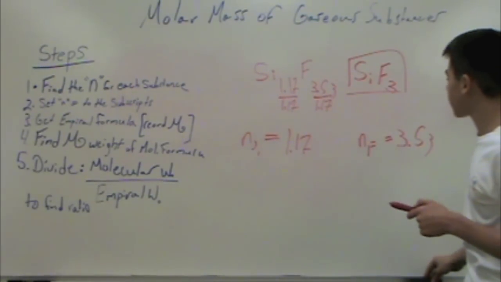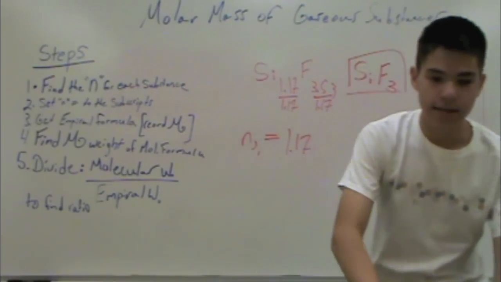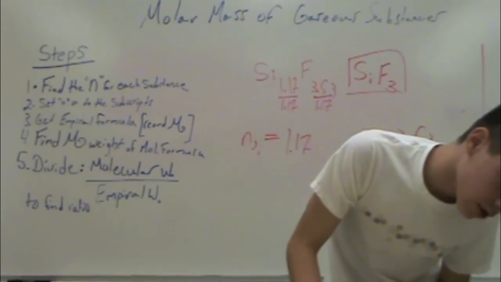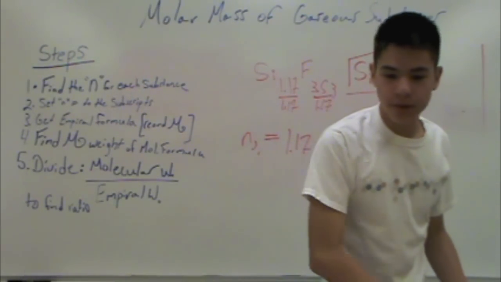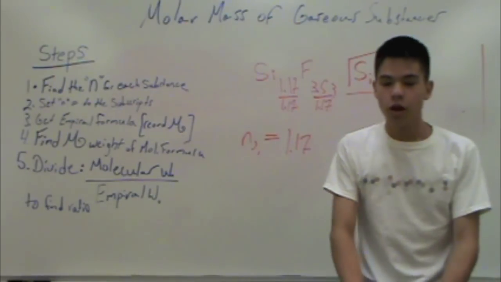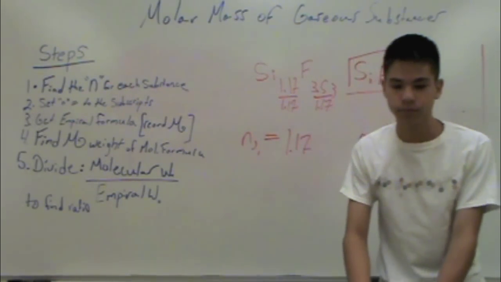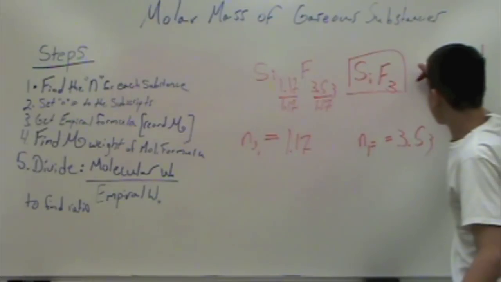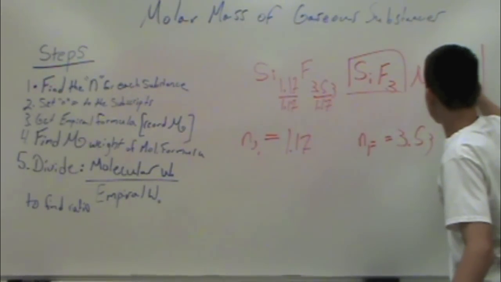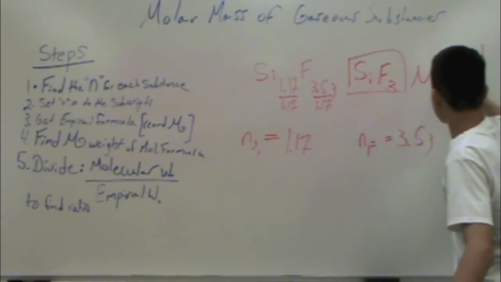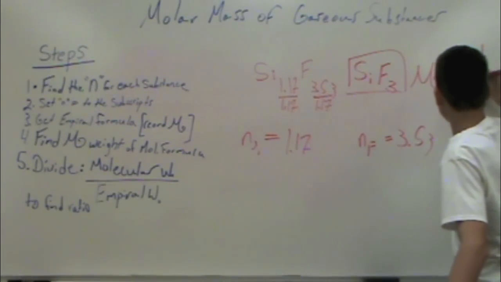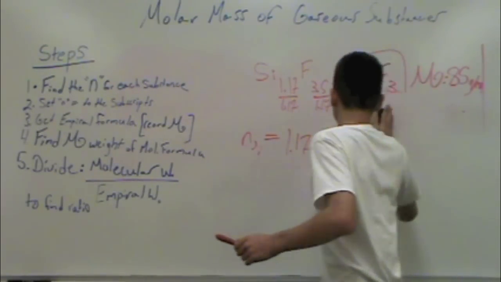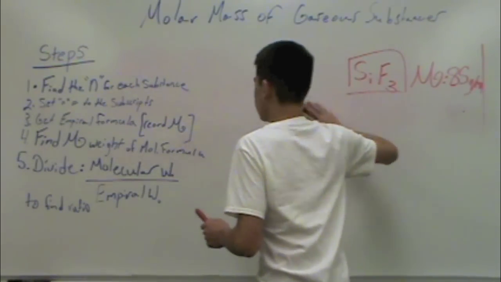So we're going to record the molecular weight of it. Silicon has a weight of 28.9, and fluorine has a weight of 19, but there were 3 of them, so that means in total it's going to have a molecular mass of 85. So the molecular mass equals 85 grams per mole. Okay. So now we're going to move to the next step.